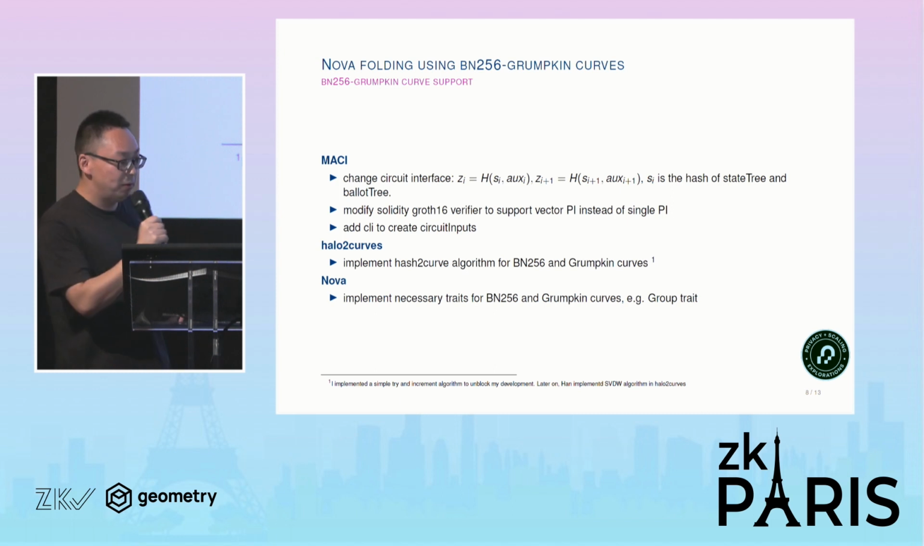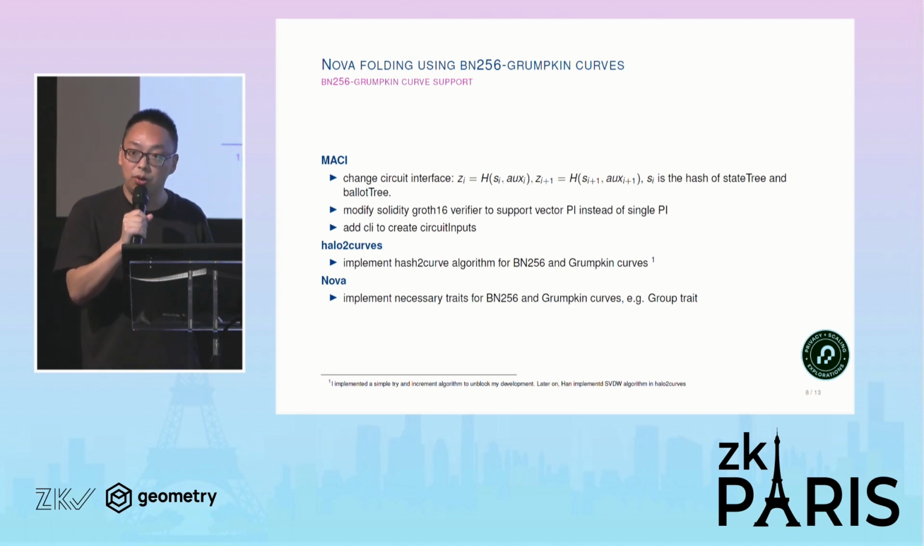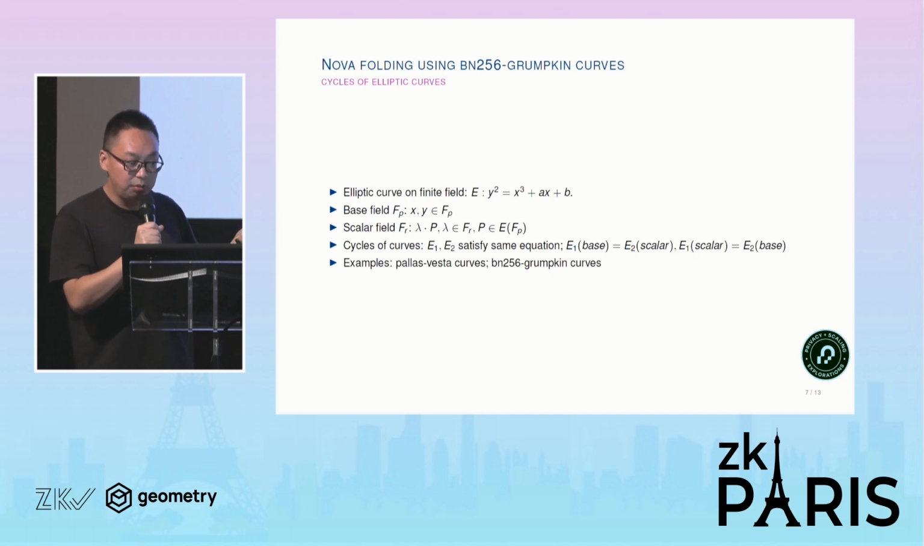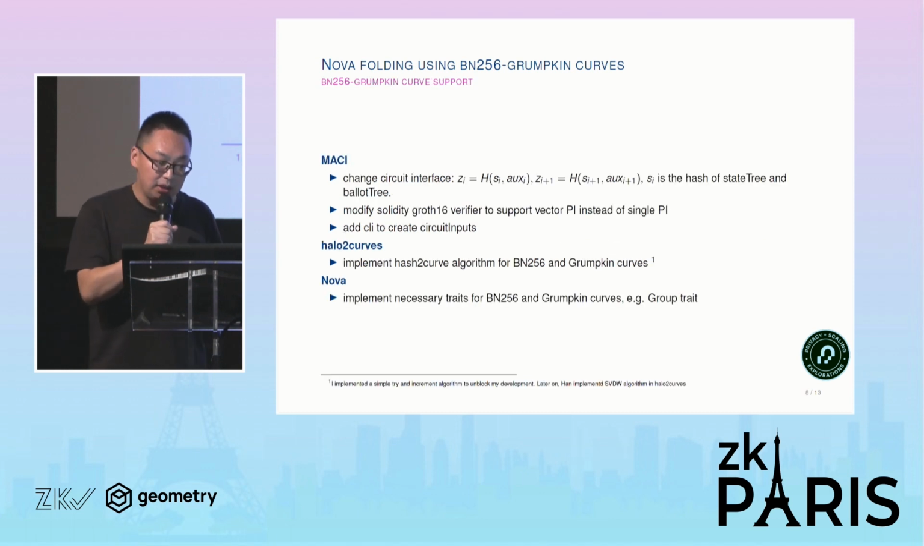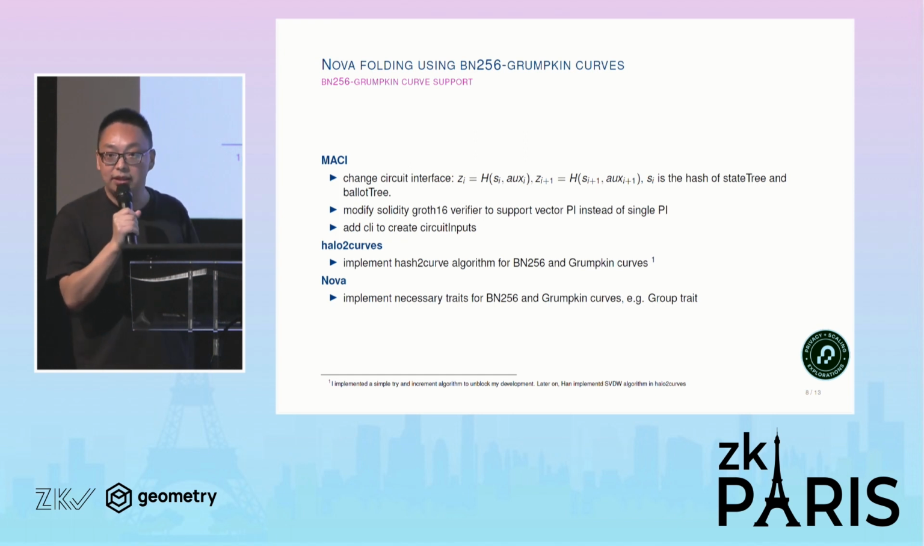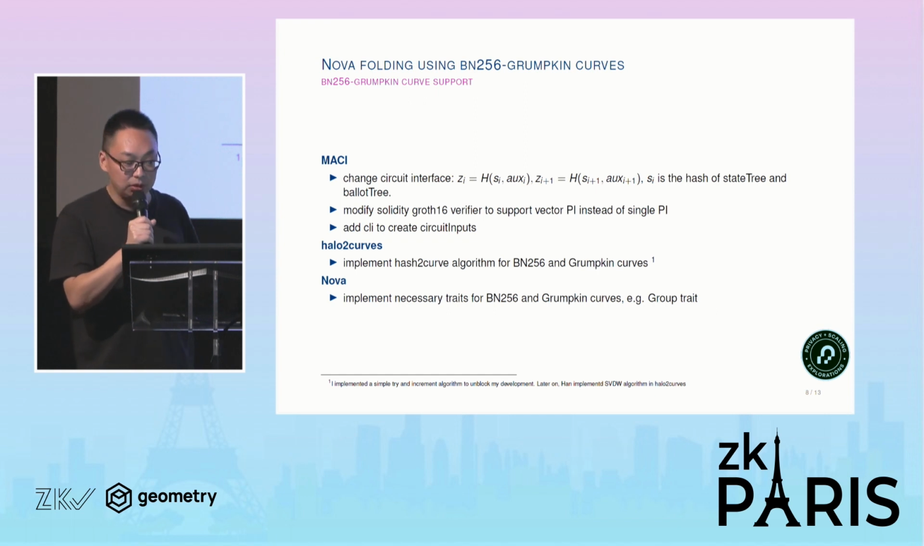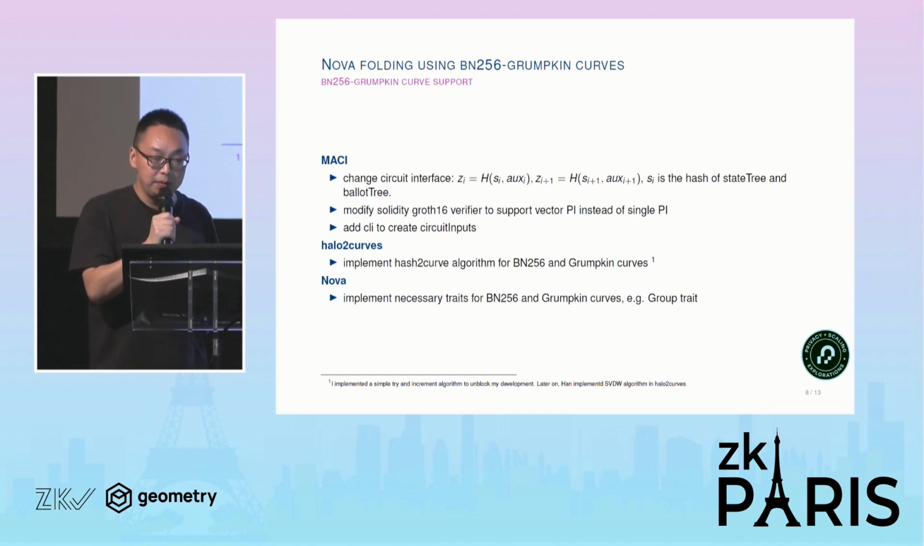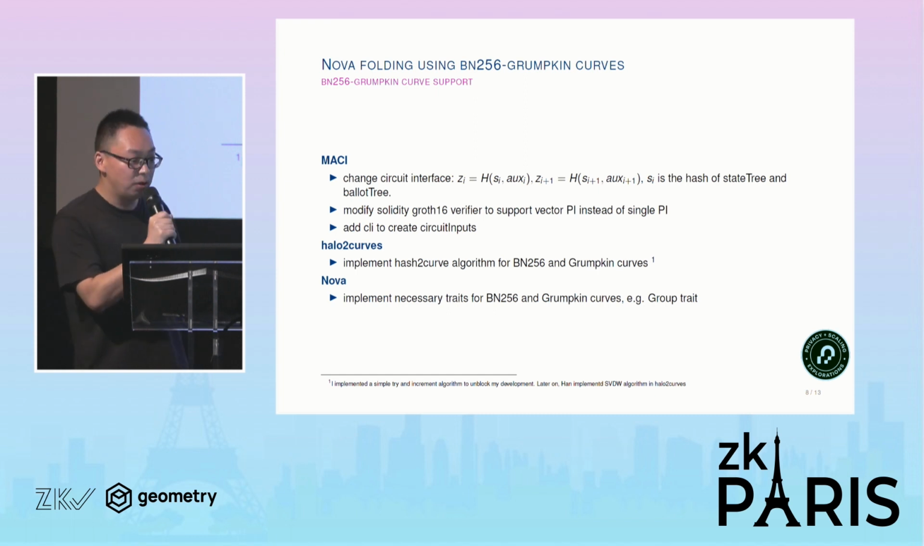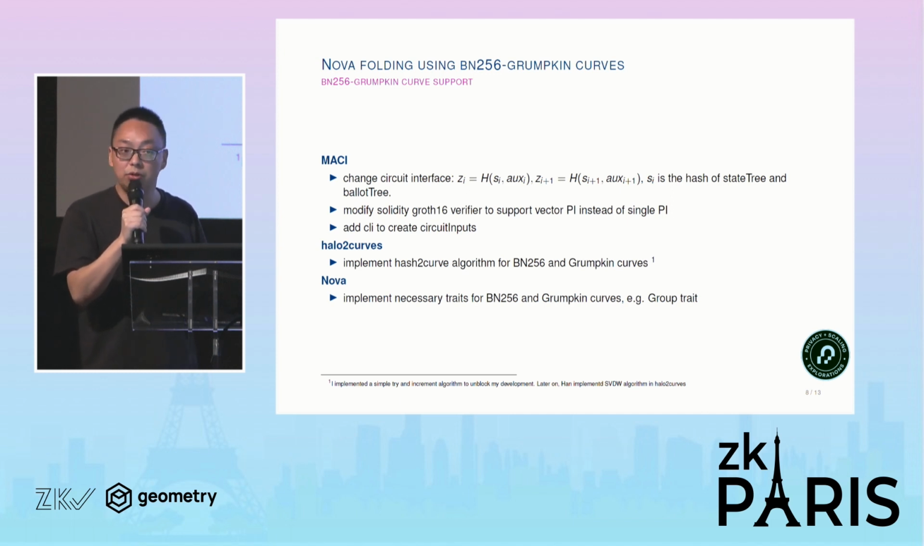And for Halo2, as I just mentioned, we have to support the BN256 and Grumpkin curves in Nova. Originally, the code only supports the Pallas and Vesta curves, so we have to add support for a new type of curve cycle. Luckily, in the PSE repo halo2curves, we already have such curve support, BN256 and Grumpkin. However, one missing algorithm is the hash-to-curve algorithm. This is used to generate the public parameters or the commitment key for Nova, so we have to add this support.